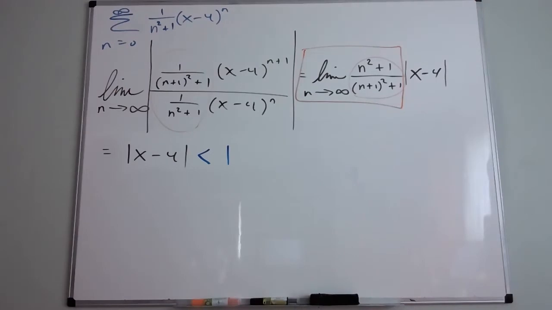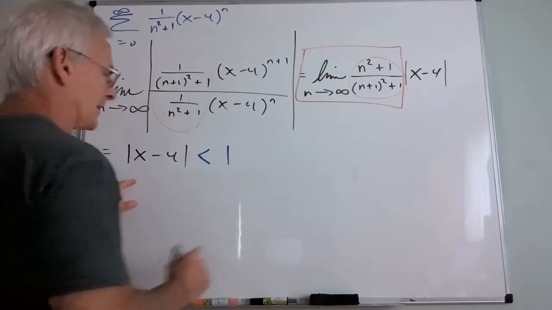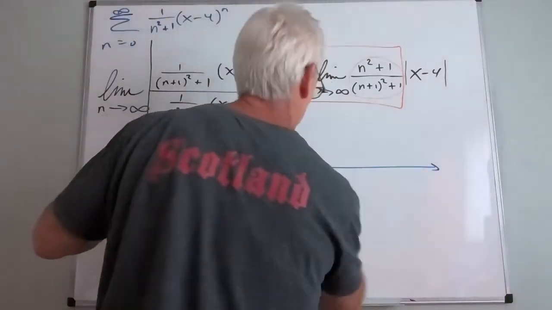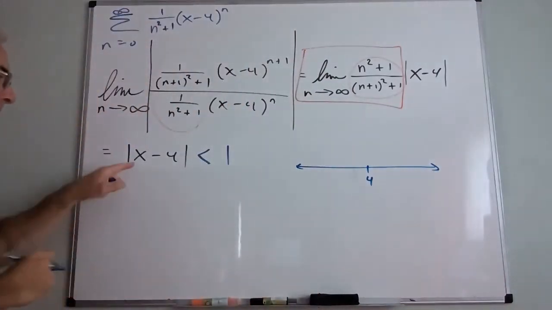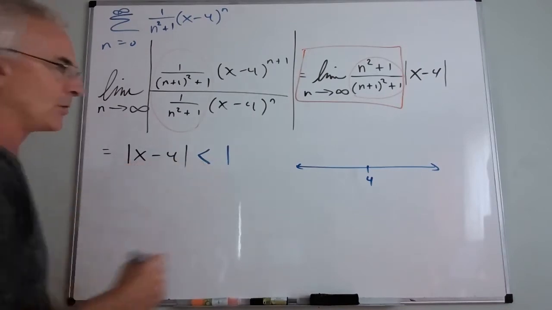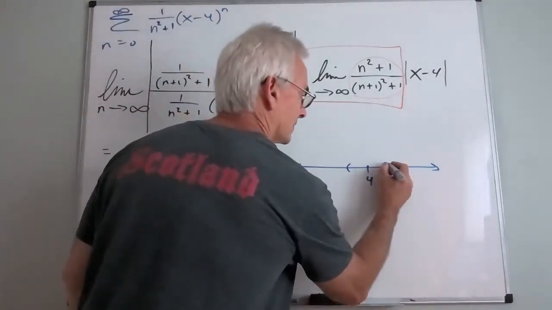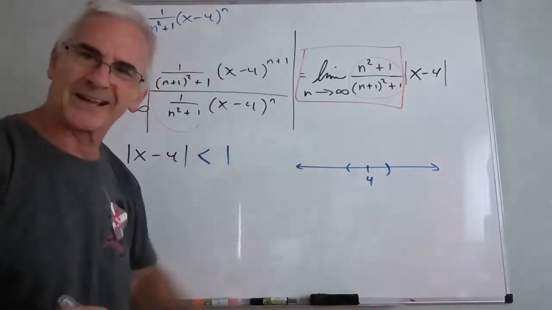And I want to figure out, when is this less than 1? Everybody cool with that? When is this less than 1? An easy way of thinking about this, I want to go baby algebra here. I want all of the values of x, or all of the numbers, so that the distance between that number and 4 is smaller than 1. Does that make sense? I want the interval on the number line that kind of looks like that.